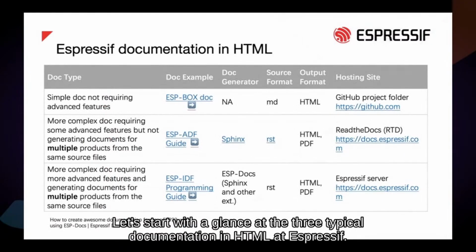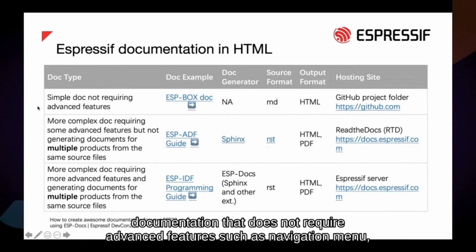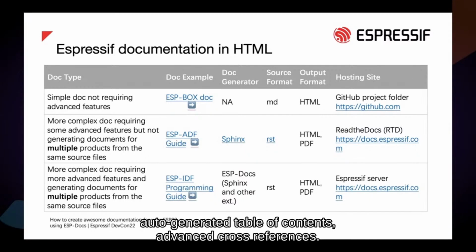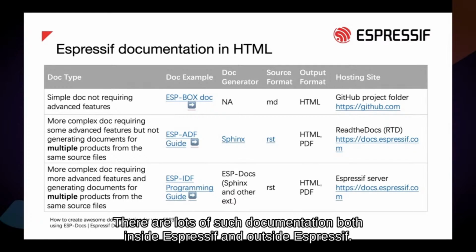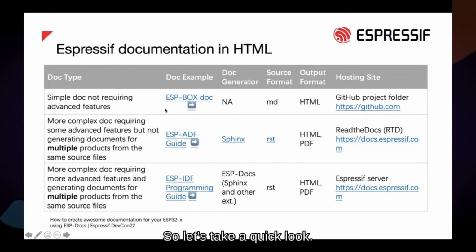Let's start with a glance at the 3 typical documentation in HTML at Espressif. So the first type is a simple documentation that does not require advanced features, such as navigation menu, auto-generated table of contents, advanced cross-references. There are lots of such documentation both inside Espressif and outside Espressif. An example at Espressif is the ESP-Box documentation. So let's take a quick look.